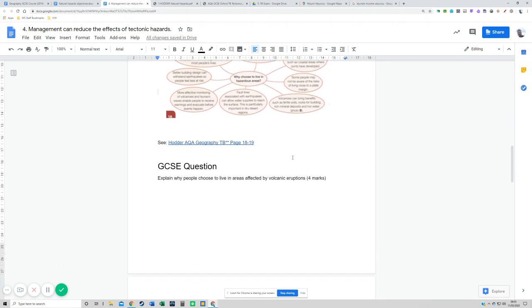So just underneath all this, there's the type of question you will face. So for example, explain why people choose to live in areas affected by volcanic eruptions. Clearly, this could be changed to tectonic hazards, in the sense it could be earthquakes, or it could be atmospheric hazards like hurricanes and so on. But the idea being you're going to have to clearly explain why people choose to live in these areas.